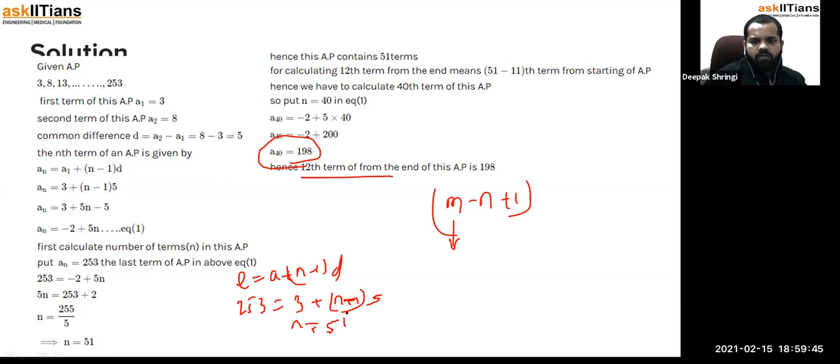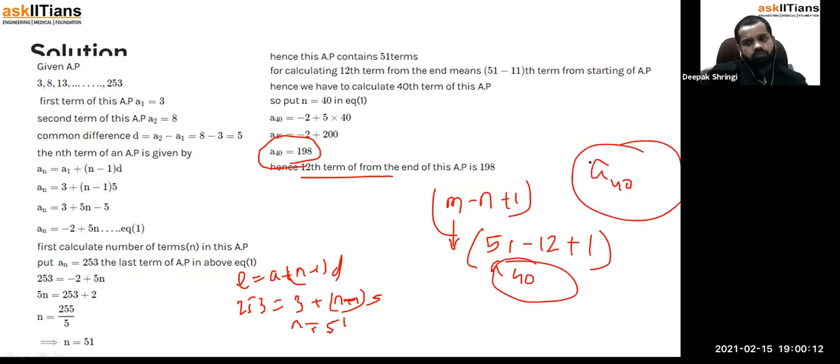Okay. N is your number of terms, so just put it here as m. So 51 minus n, where n is your 12th term from the end, plus 1. So minus 12 plus 1 will be your 11. 51 minus 11 will be your 40. So you need to calculate a40, right? Just calculate a40 from your beginning. You will get the value of your desired question, right or not?